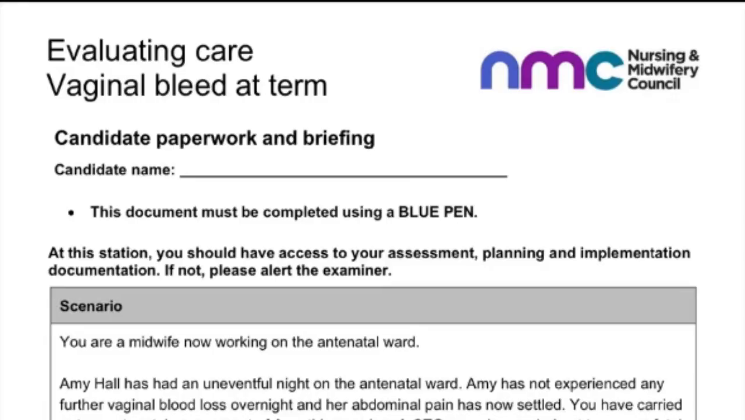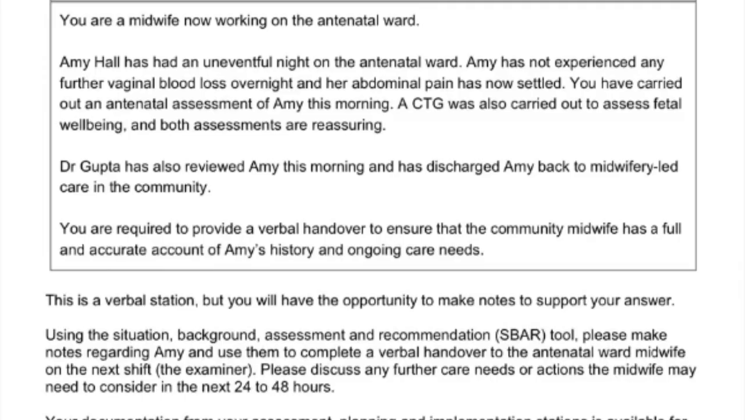So for evaluation, you are a midwife now working on the antenatal ward. Amy Hall has had an uneventful night on the antenatal ward. She has not experienced any further vaginal blood loss overnight and her abdominal pain has settled now. You've carried out an antenatal assessment of Amy this morning. The CTG was also carried out to assess fetal well-being, and both assessments were reassuring. Dr. Gupta has also reviewed Amy this morning and has discharged Amy back to midwifery-led care in the community. You are required to provide a verbal handover to ensure that the community midwife has a full and accurate account of Amy's history and ongoing care needs.